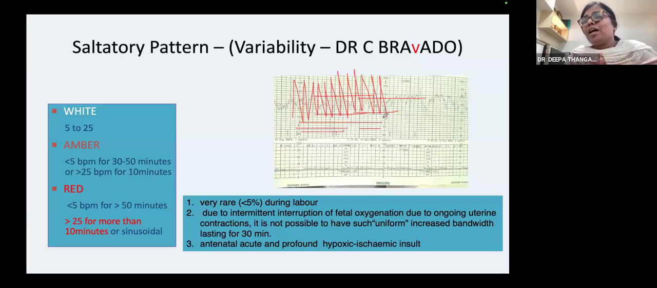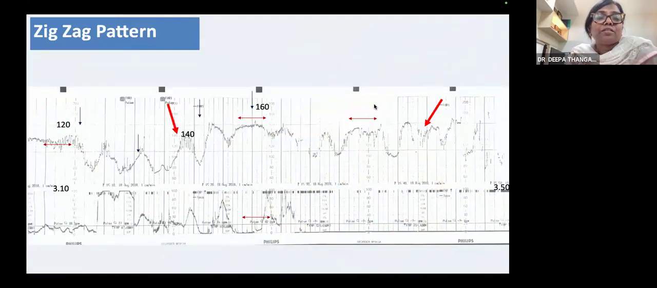If it stays like this and cannot come back to normal, followed or preceded by decelerations, then that has to be subacute hypoxia. The baby is having subacute hypoxia, profound hypoxia, the same thing.